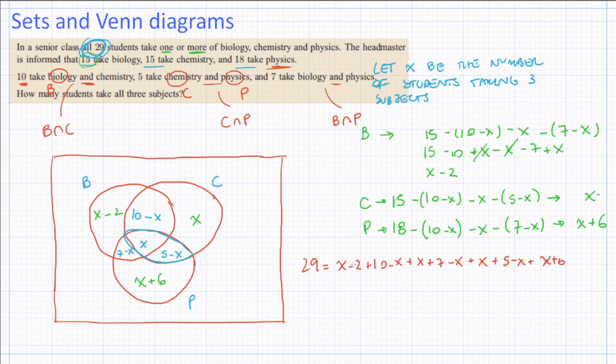Just make sure that you've added each one of them once. 10 minus x, x, 7 minus x, x, 5 minus x, x plus 6. So if you solve this, this is basic algebra, right? X is 3. So the number of students who take all 3 subjects is 3. And there you go.